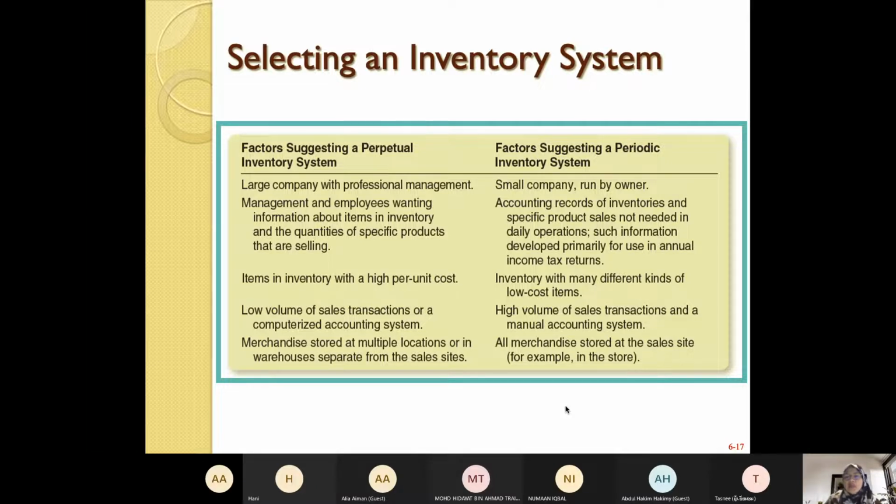The other system is what we call periodic inventory system, and normally it's being used by small companies, which is run by an owner, right?